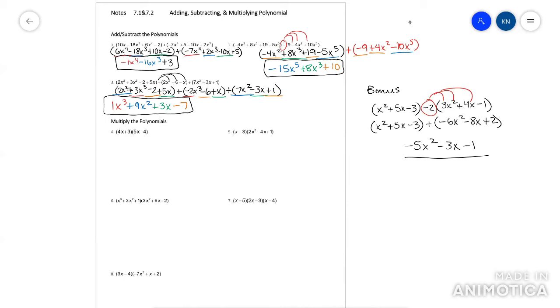So here we go. If I have a 2 by 2, I'm just going to draw a 2 by 2 box. And I'm going to put this stuff on the outside of the box. So 4x plus 3, 5x minus 4. And I'm just going to multiply it out. So 4x times 5x makes 20x squared, and so on. And I just fill in this box.